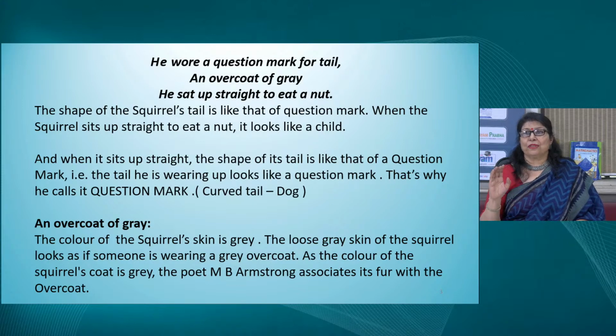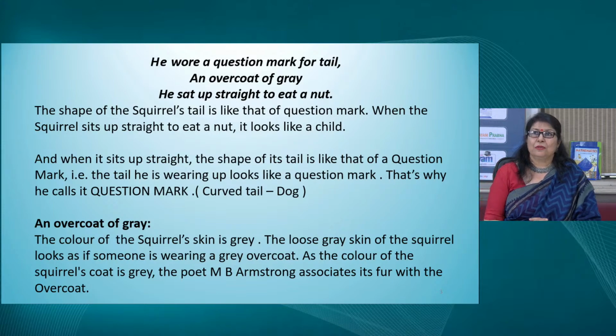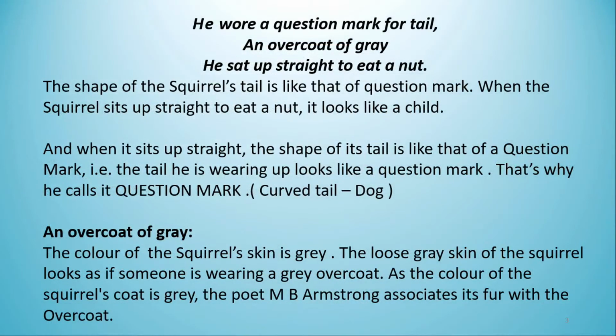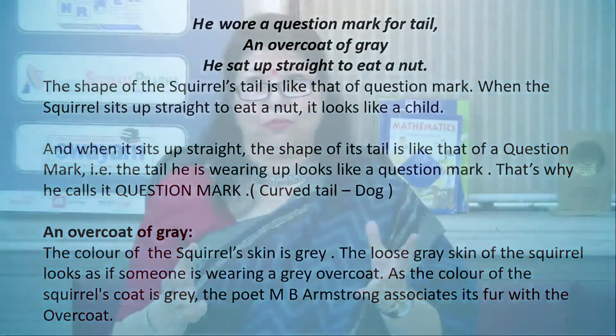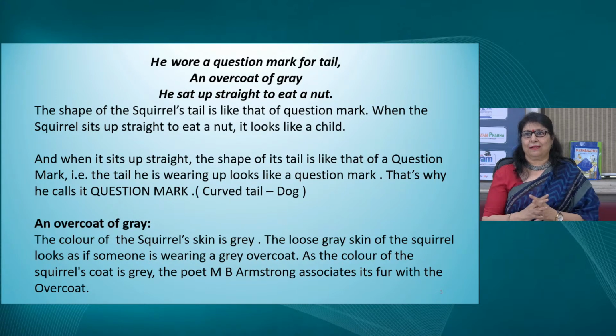An overcoat of grey. What is overcoat? Overcoat is that long, loose coat that you wear generally during winters, isn't it? So the squirrel is wearing an overcoat of grey. Why grey? The fur of the squirrel looks like grey color. And what is grey color? It is the mixture of black and white color, isn't it? Of brown color. So the overcoat that the squirrel is wearing looks like fur. Its fur looks grey in color, isn't it?